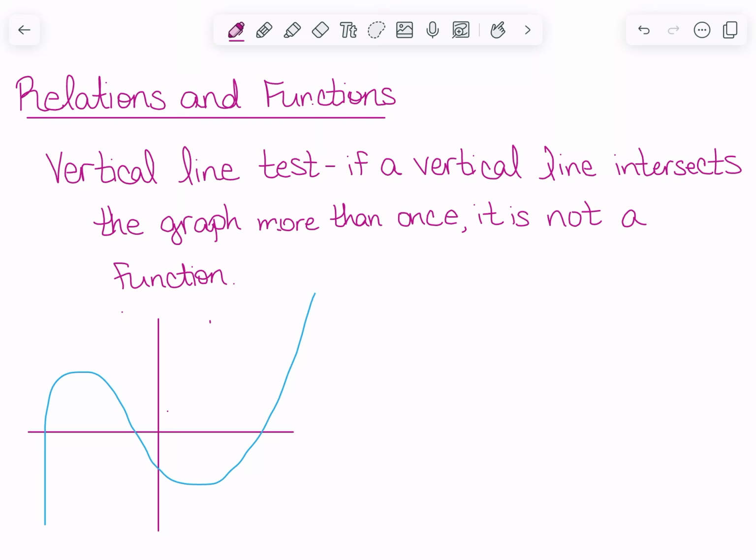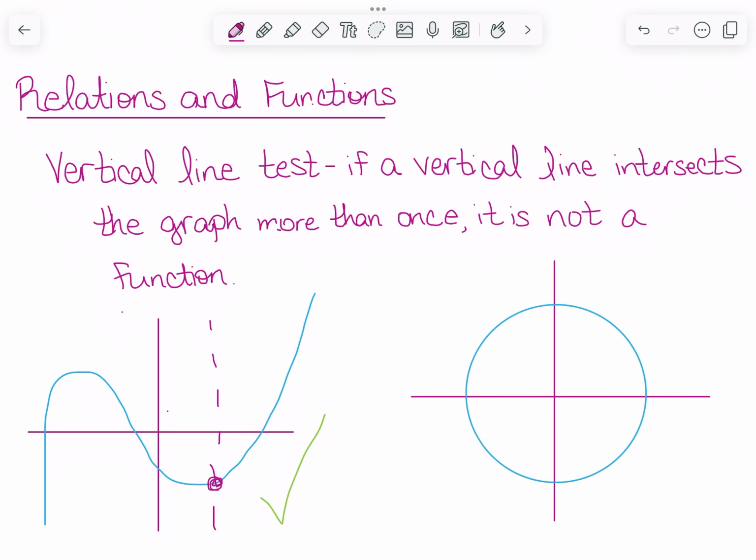Let's consider this graph here. If I try to draw a vertical line, no matter where I try to draw it, it's going to intersect the graph one time. That tells me that this is in fact a function. On the other hand, if I have a graph where I can draw a vertical line, such as this one here, that intersects the graph more than once, this one intersects twice, then this is not the graph of a function.